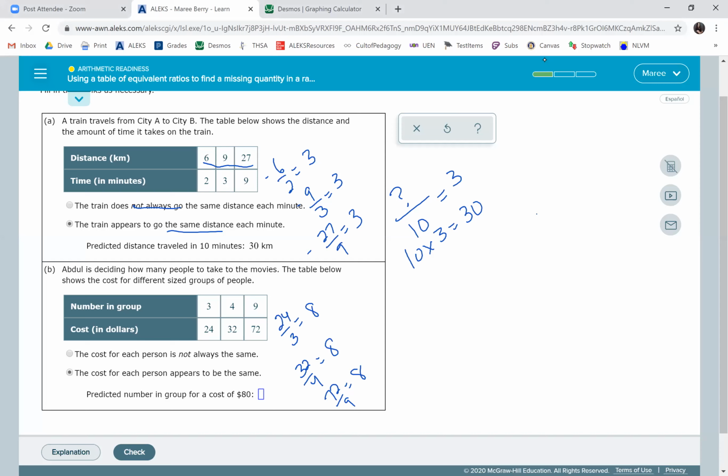And if it was going to cost us $80, how many tickets is that? So we're going to put our cost in the numerator. We want to know how many tickets. And then when we divide by how many tickets we get, we're going to get $8. So in this case, we have to do 80 divided by 8 to get 10 tickets. So here we're going to type in 10.